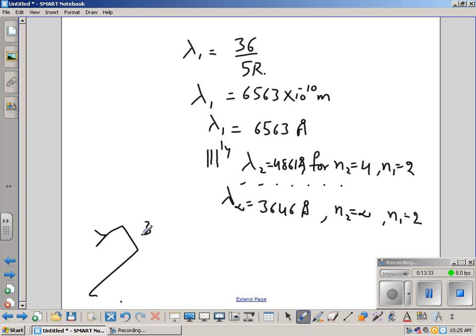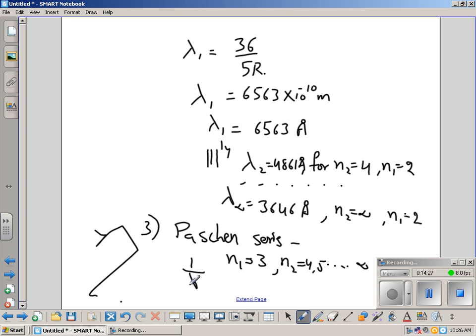The third one, after Lyman and Balmer, is the Paschen series. How will you get this? Now you can substitute yourself. When the electron jumps from higher orbits to the third orbit, n1 is equal to 3, n2 is equal to 4, 5, and so on up to infinity. Now you calculate one. You can try.